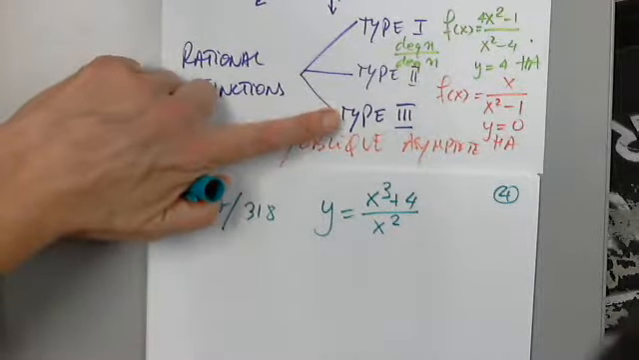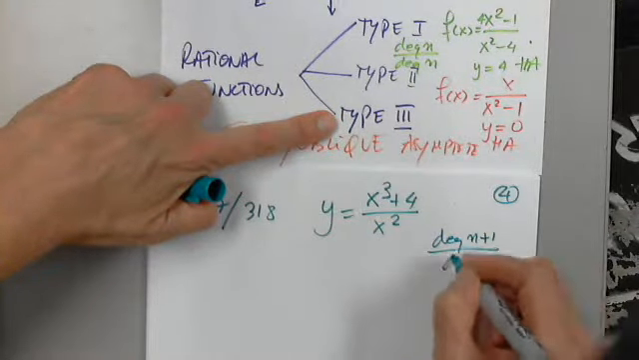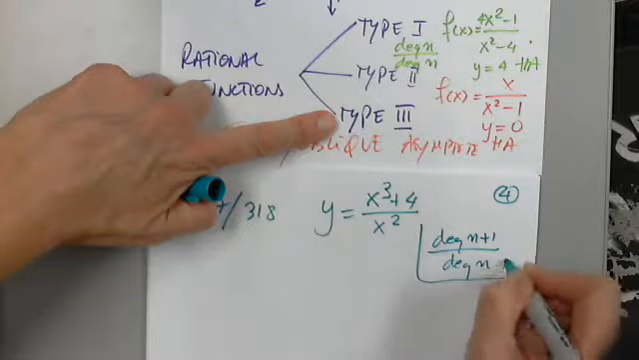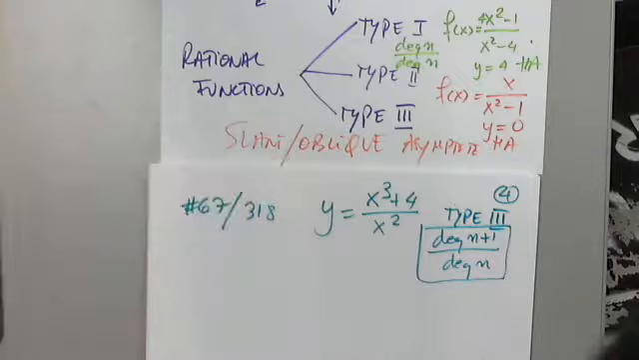One more time, what is type 3? Degree n plus 1 divided by degree n. This is type 3. The difference in degrees must be 1, just 1 at the top, higher than the degree in the denominator. If the denominator has degree 5, the numerator has to have degree 6. Otherwise, it's not type 3. If the degree of the denominator is 2, the degree of the numerator has to be 3. Otherwise, it's not type 3.